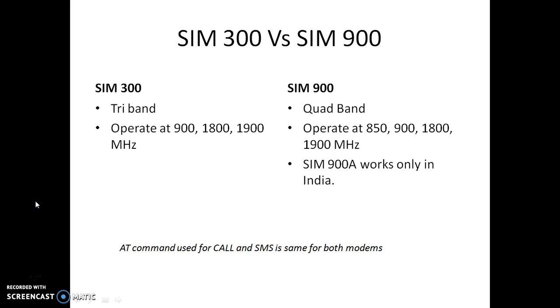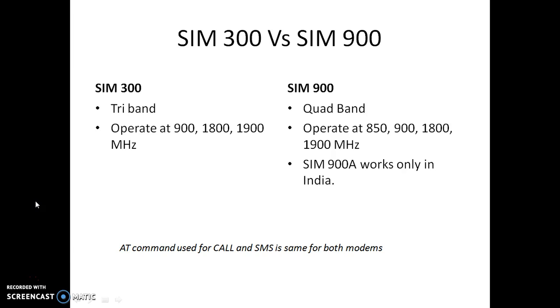So the question arises, what kinds of modules are present in the market? Right now there are two types of GSM modules present in the market, SIM300 and SIM900. The differences between these are quite few. SIM300 is a tri-band module, whereas SIM900 is a quad-band module. SIM300 operates at 900, 1800 and 1900 MHz, whereas SIM900 can operate at 850, 900, 1800 and 1900 MHz. But SIM900A works only in India.